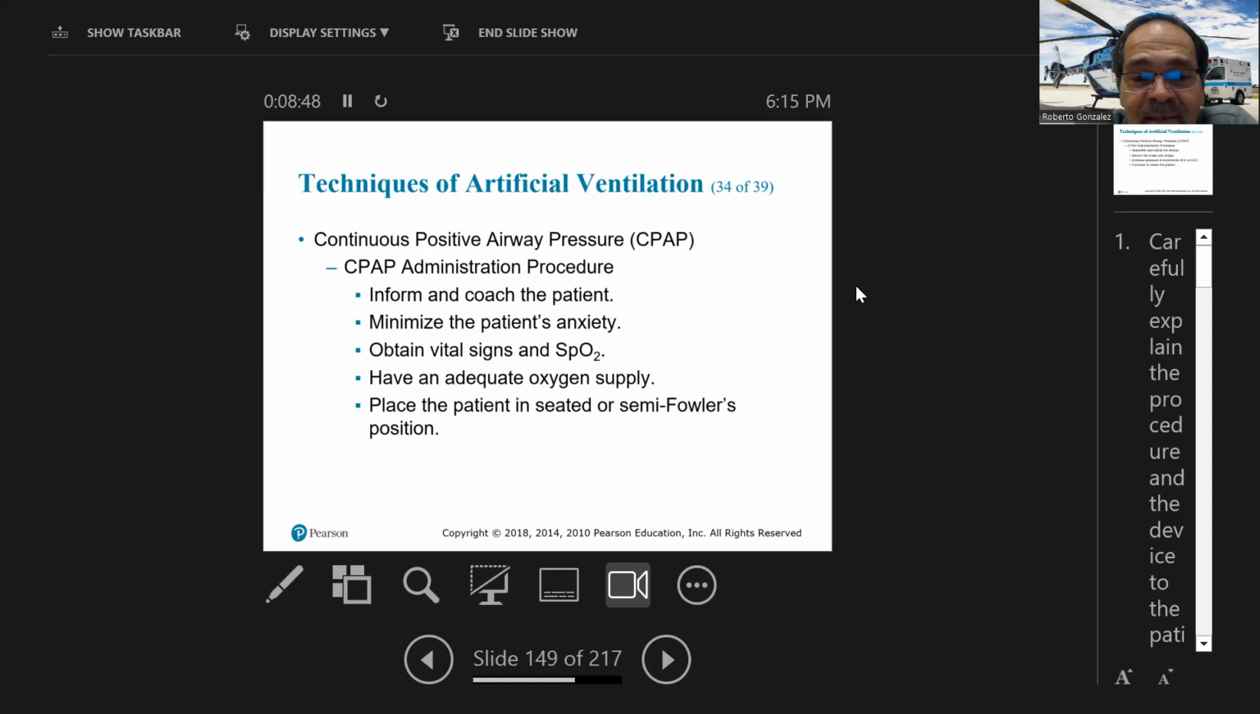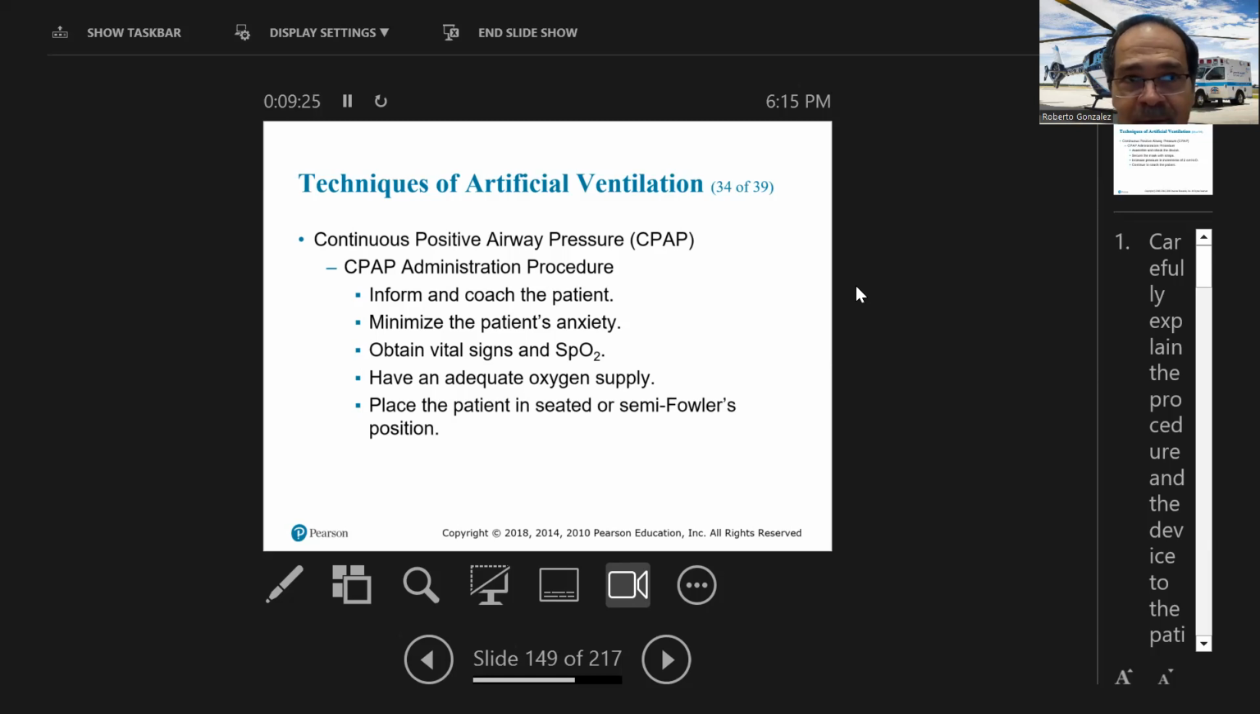Obtain vital signs and the SpO2 levels, have an adequate oxygen supply, and place the patient in a seated position or semi-Fowler's position. Now, why would you put a patient in a seated or semi-Fowler's position? To keep their airway straight. Well, not only that, if you have fluid in your lungs and you sit them up, the fluid goes to the bottom part of the lungs instead of being spread out equally. So that could be one reason. It's what we call the position of comfort.